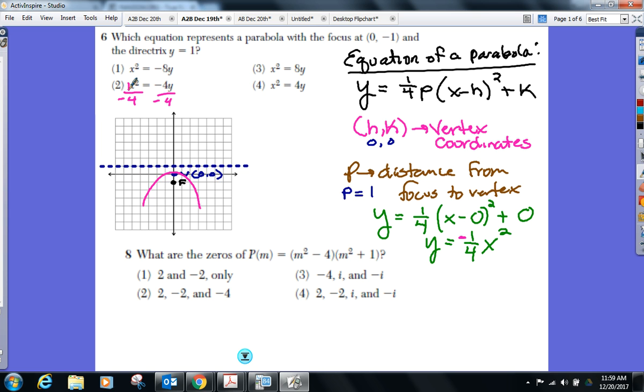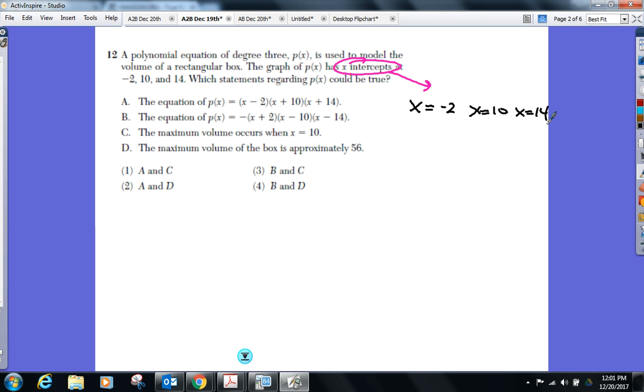All right, here we go. Here's the biggest part they tell us. X-intercepts. I think this is the 3rd time we've talked about this. What's that mean, X-intercepts? Solutions, zeros, roots. So they're telling you the solutions, negative 2, 10, and 14. Can you help me work backwards to get to the equation? Because I need to know if it's going to be A or B. So if I had x equals negative 2, x equals 10, and x equals 14 as my answers, what must have been in those parentheses to start out with?